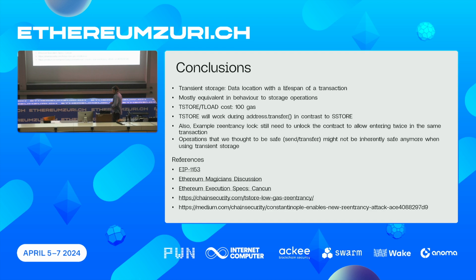So, in conclusion, transient storage implements data locations which have the lifespan of a single transaction. It's mostly equivalent in behavior to storage operations. They both cost only 100 gas in every case. But differently than storage operations, TSTORE will work during address transfer even if the gas left is less than 2,300.